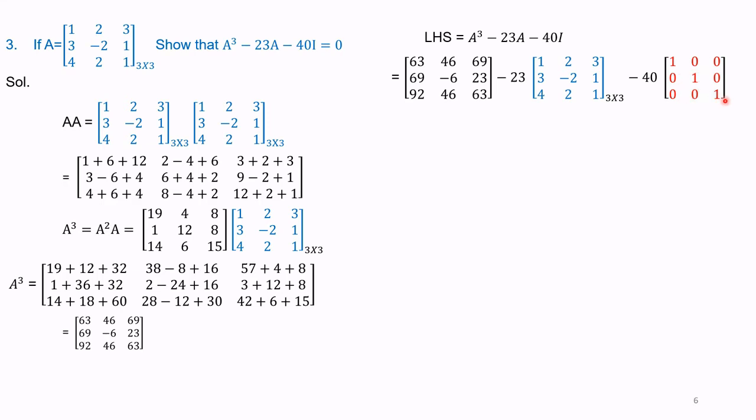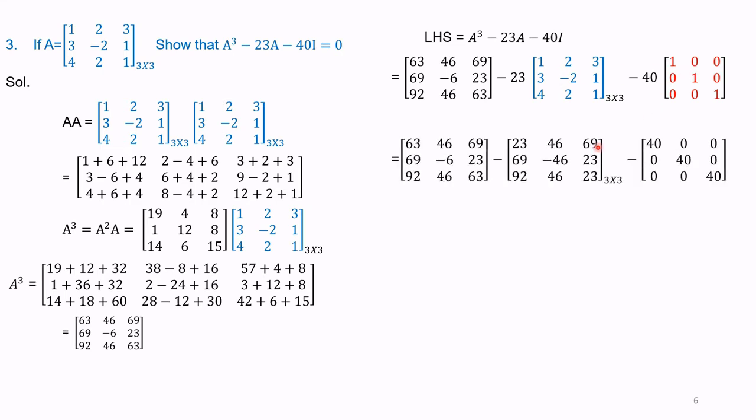That is identity matrix. The property is all the diagonals are 1. Therefore, diagonal is 1 here, 1 here, 1 here. This is diagonal. The remaining elements are 0. So 0, 0 here. In the second row, 0, 1, 0. In the third row, it is 0, 0, 1. So now we have to perform scalar multiplication. That is 23 into A and 40 into I. Let us do it.